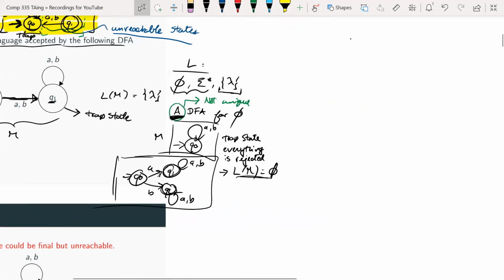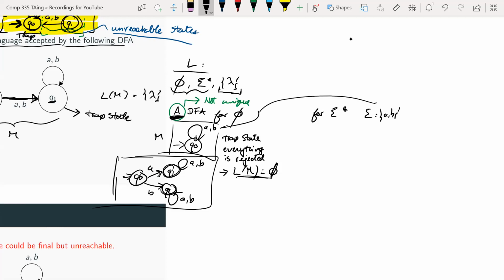And then similarly for sigma star, the universal language, if we're assuming that our alphabet is {a, b}, like I did here. Then the simplest possible DFA, again we'll define what simplest means in a second, would be: you have your initial state, you make that initial state a final state, and you do a self loop over all of your alphabet on Q0.